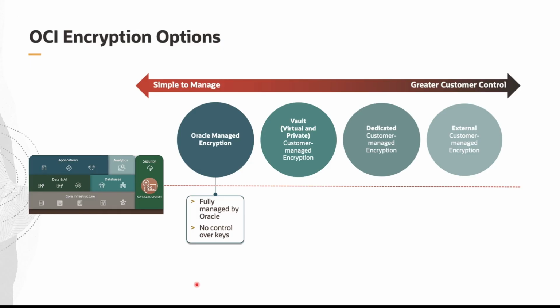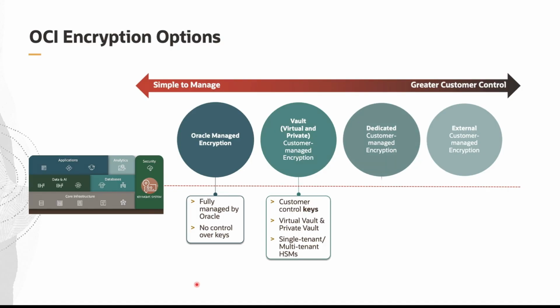Let's start with OCI Vault, a customer managed encryption service. With OCI Vault, you have control over your encryption keys, while Oracle controls the hardware security modules on which keys are stored. There are two options: Virtual Vault and Private Vault. Virtual Vault is a multi-tenant encryption service where keys are stored in HSM partitions that also host the keys of other customers. It is the default encryption service and offers cost-effective key management. Private Vault, on the other hand, provides a single-tenant environment for your keys, offering enhanced isolation and control.